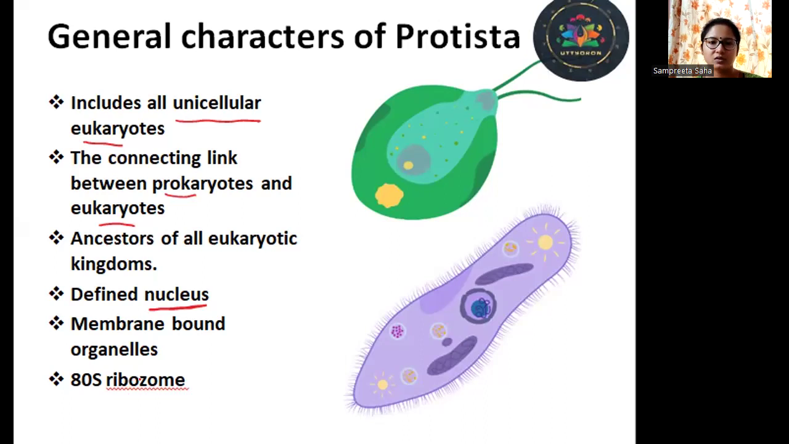80S ribosomes. Now, in the prokaryotes, in the Monera, if you remember when I discussed, Monera has 70S ribosomes. Why? Because they are prokaryotes. But from the group Protista to the Animalia, they will all have 80S ribosomes, which is a feature of eukaryotic cells.